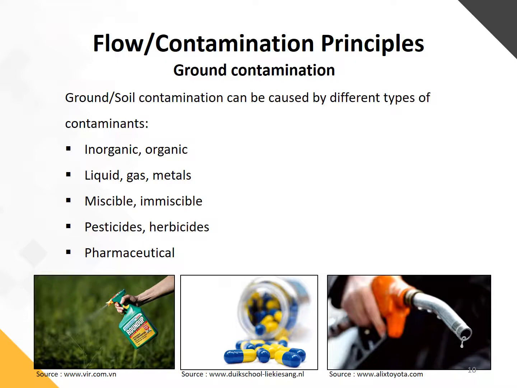Metallic contamination is due to metals such as aluminum, arsenic, chromium, cobalt, etc. It can also be due to heavy metals like mercury, cadmium, lead, etc. These metal contaminants come from many sources.